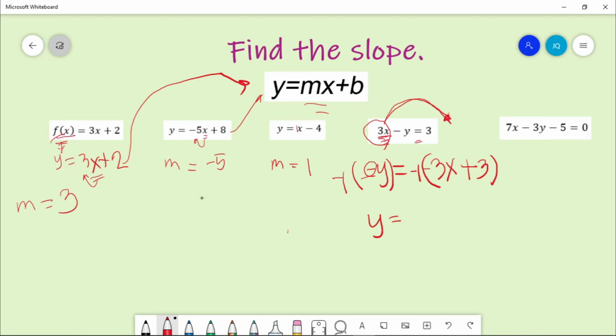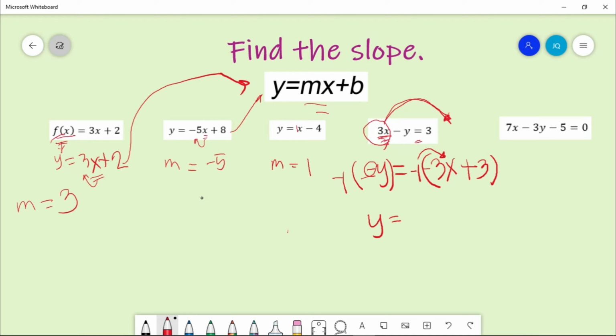Why do we multiply by negative 1 to make y positive? Because it's negative, and negative times negative will become positive. When you multiply the same signs, positive times positive is positive, and negative times negative is positive. Don't forget that. Now let's multiply using the distributive property.